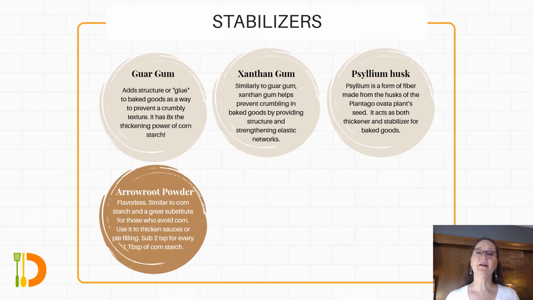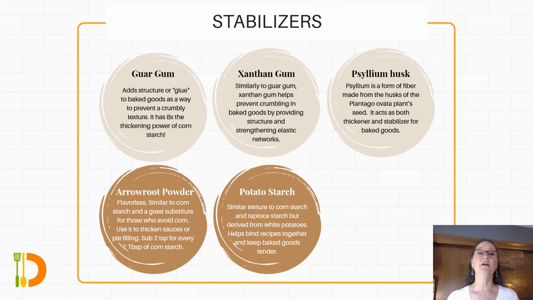Starches can also act as stabilizers for baked goods. Some common starches used in baking and breading include arrowroot powder. This is flavorless, similar to cornstarch, and it's a great substitute for those who avoid corn. Use it to thicken sauces or pie filling. Substitute 2 teaspoons for every 1 tablespoon of cornstarch.